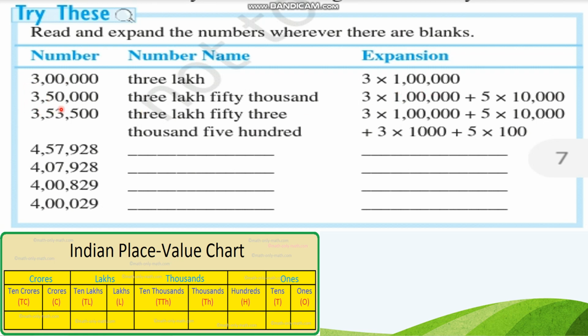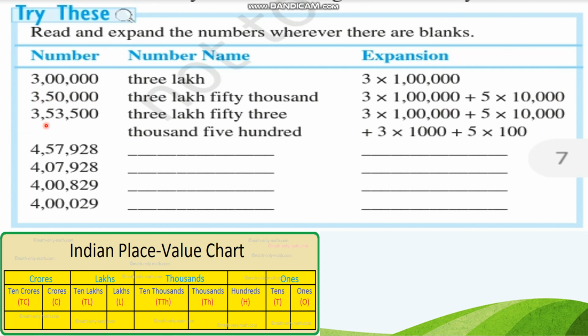Now look at the next number. Here 3 comes in lakhs place, 5 is in 10,000's place and these zeros are in ones place. So we can read it as 3 lakh 50,000. So we can expand it as 3 into 1 lakh plus 5 into 10,000 plus 0 into 1000. All the rest of the digits are 0, so we can stop here. 3 into 1 lakh plus 5 into 10,000. This is the expansion.